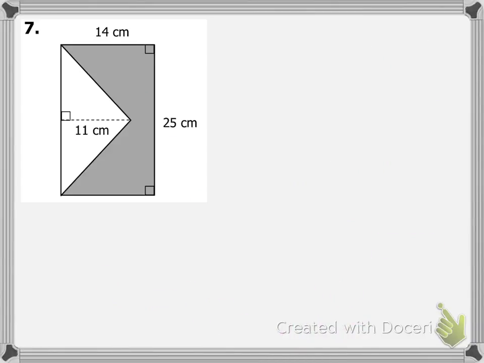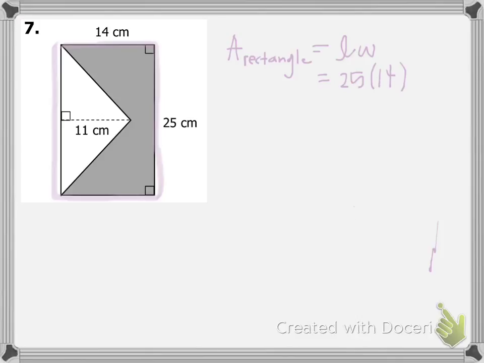Alright, let's look at this one. So if I want to find the area of the shaded region, I have two figures here. I've got a rectangle and I have a triangle inside of it. So if I found the area of the rectangle, that's length times width. So that is 25 times 14. 25 times 14 is what, 350.